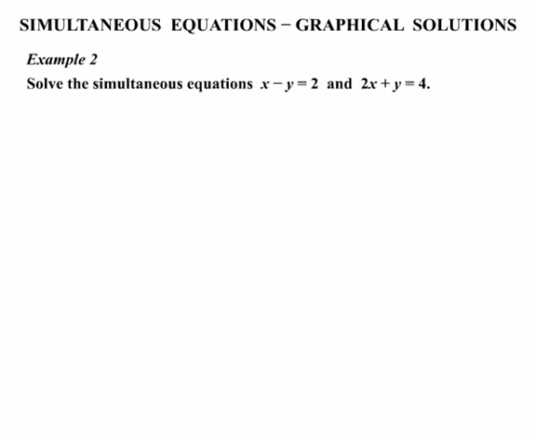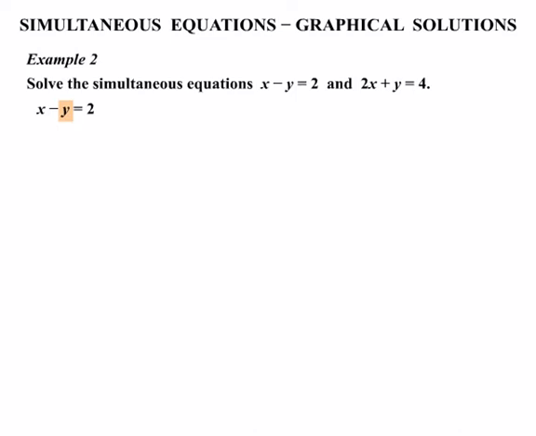So in number 2 here, we're asked to solve the simultaneous equations x minus y equals 2 and 2x plus y equals 4. Well, looks like almost the same sort of question, doesn't it? But our equations are written a little bit differently here, so let's just be careful. Write our first equation out, x minus y equals 2. Just have a look at that. Well, we're usually used to seeing our equations written so that y is the subject of the equation, isn't it?